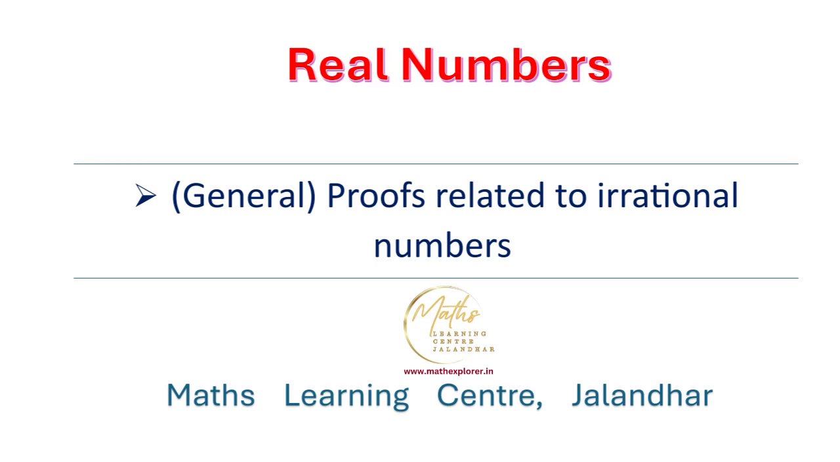In this presentation on real numbers, we are going to discuss some general proofs related to irrational numbers. In our previous presentation, we have already discussed this lemma. It states that let p be a prime number and a be a positive integer. Then, if p divides a square, then p divides a. We have proved this lemma, so we are going to use this lemma to prove the next result.